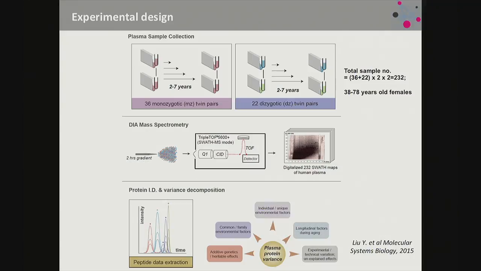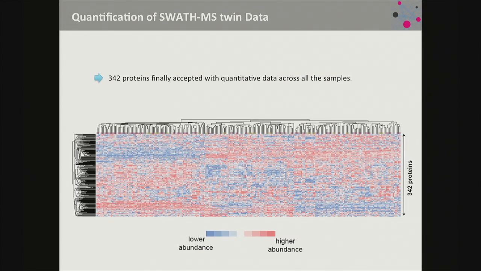So these were samples we obtained from Tim Spector, who maintains a twin database in the UK. He's very generously made these samples accessible to us. This is a sample set of 232 measurements, because he did tandem measurements of these individuals. He did this by SWATH MS. This is what came out. These are the twins. These are the proteins.